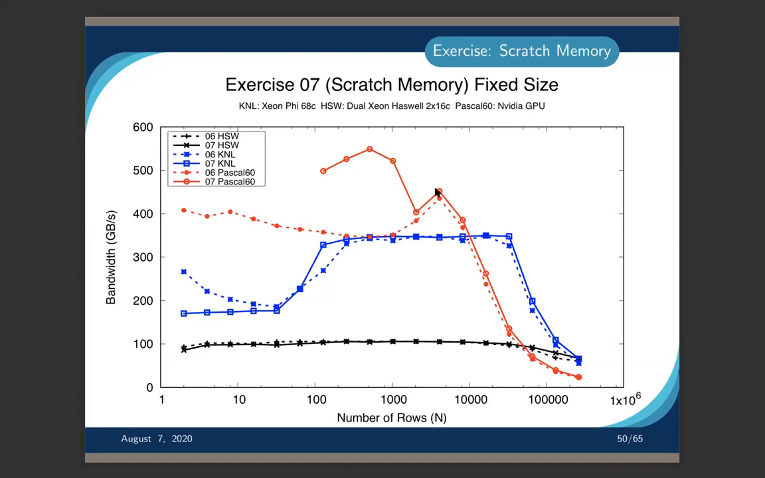What you see here, this bump, is where the L1 cache kicks in. So you have the same effect as on CPUs. The extra manual caching doesn't really help you because the L1 cache is already covering this.